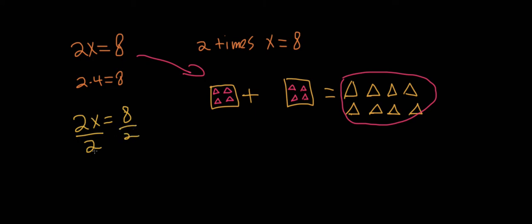So we have 2x divided by 2 equals 8 divided by 2. So right here, the 2's cancel to a 1 because 2 divided by 2 is 1. So that turns into a 1. And then 8 divided by 2 is 4. So we have 1x is equal to 4. And 1x is the same thing as just x. So x equals 4. And this right here is our answer with algebra.